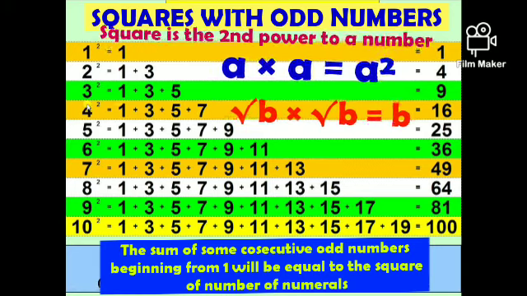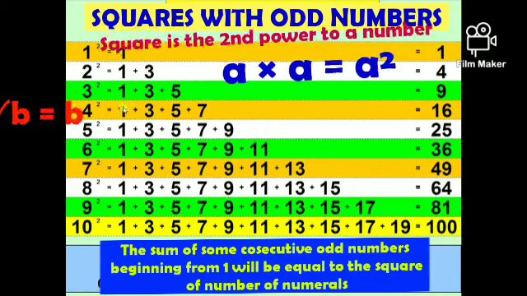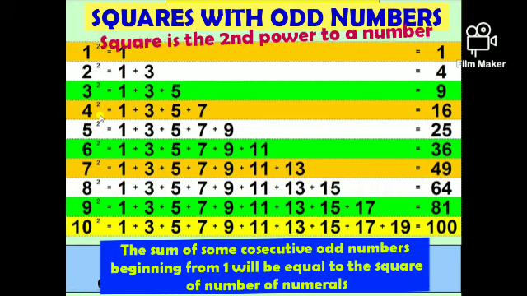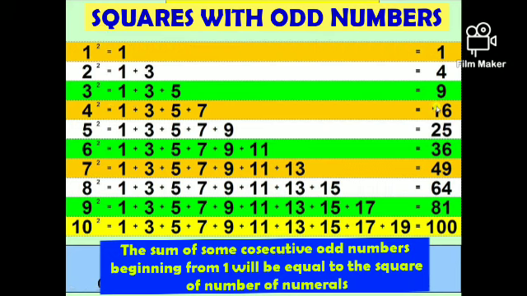Here you can see 4 square is equal to 1 plus 3 plus 5 plus 7. How many odd numbers are added? 4 odd numbers. The result is 4 square, which is equal to 16.